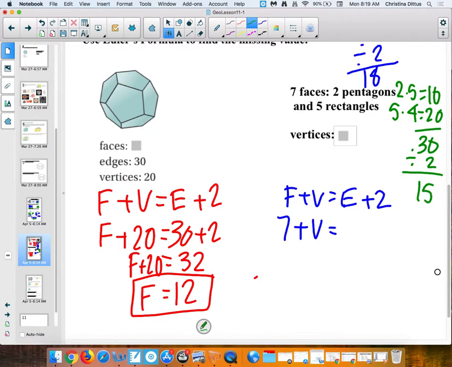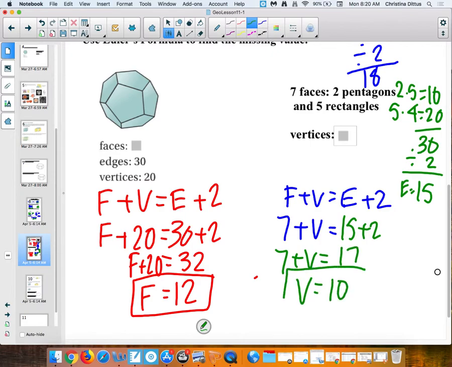Questions on how we got that 15? So you added 10 and 20 together to get the 30 and then divided by 2. Yep. Okay, so this is my edges. So 15 plus 2, which gives me 17. So how many vertices do I have? 10. Okay. Questions there?